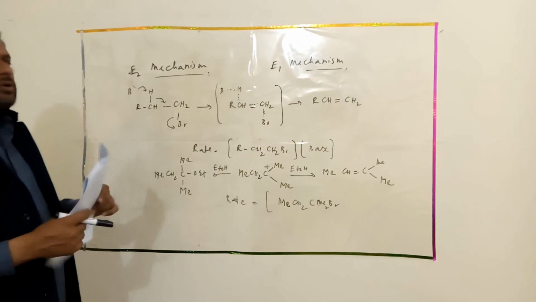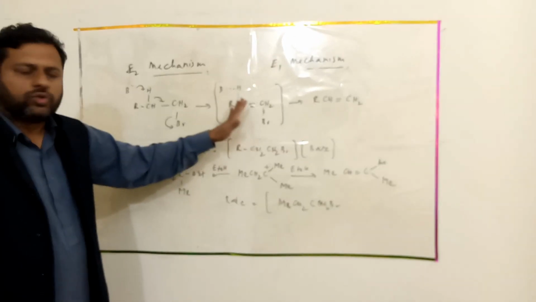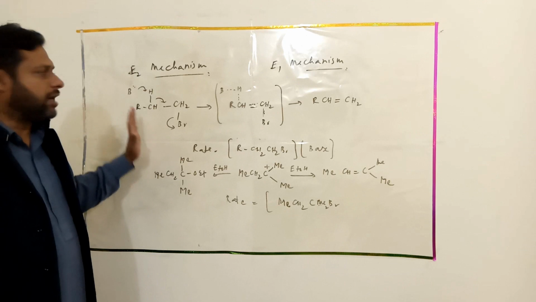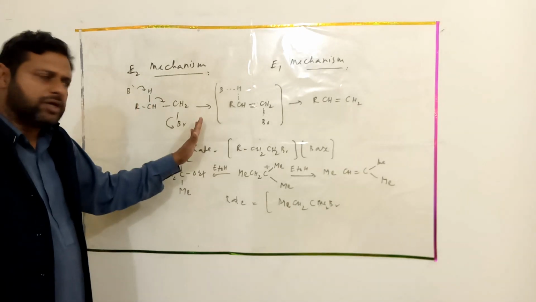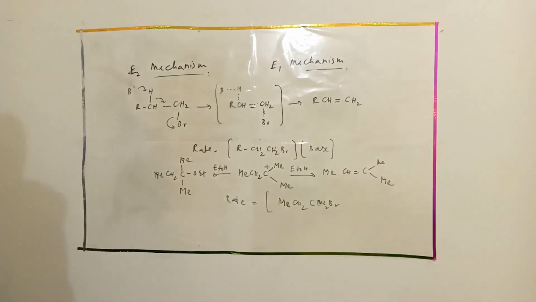Now the question is, who will decide and how will we decide whether the reaction is E2 or E1? There are two methods to determine whether the reaction takes place through the E2 mechanism or the E1 mechanism. I will write both methods one by one.